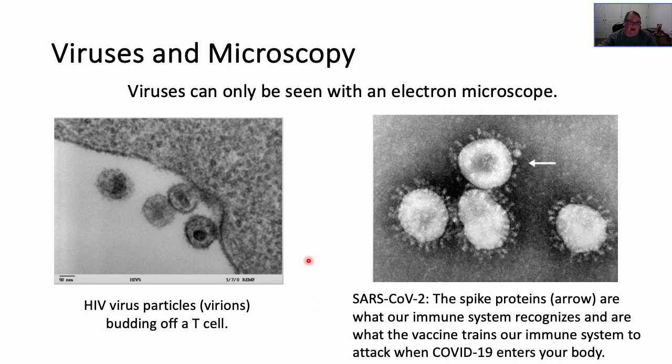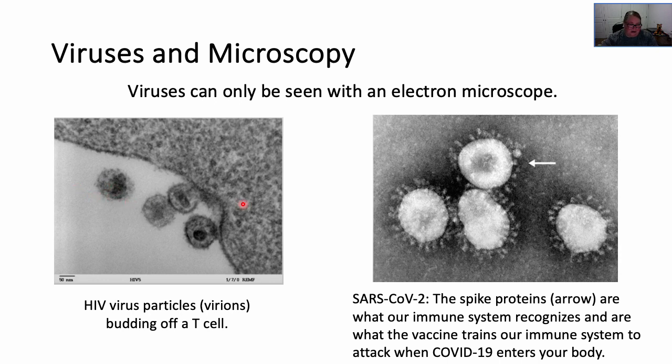Okay, so we have two micrographs here from electron microscopes. This is actually the HIV virus. These HIV particles, we call them virions. This is a T cell. This is what the HIV virus infects. This is what it targets in our bodies. And so we can see that all these little viruses that were made are actually budding off of this T cell and being released into the bloodstream to go infect other T cells.